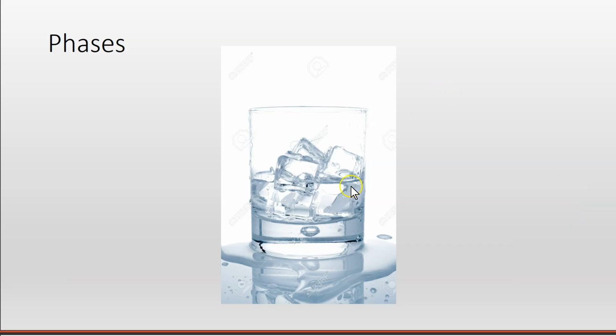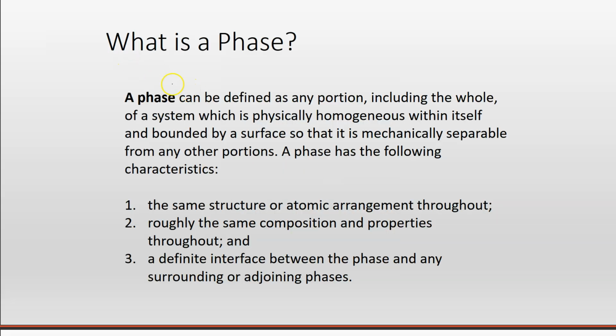In this glass of water, we see that we have ice and water. Both the ice and the water have identical composition, but we can see that they occur in different forms which have vastly different mechanical properties. We say that there are two phases present in this system. So what is a phase?